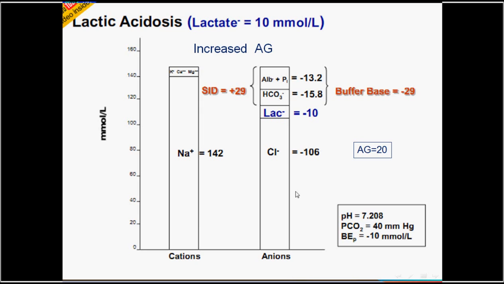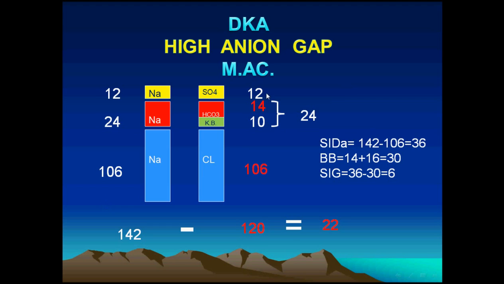We measure bicarbonate and chloride. This minus that gives you the anion gap. So this is a high anion gap metabolic acidosis. The same applies when you look at the DKA patients, with the ketone bodies.